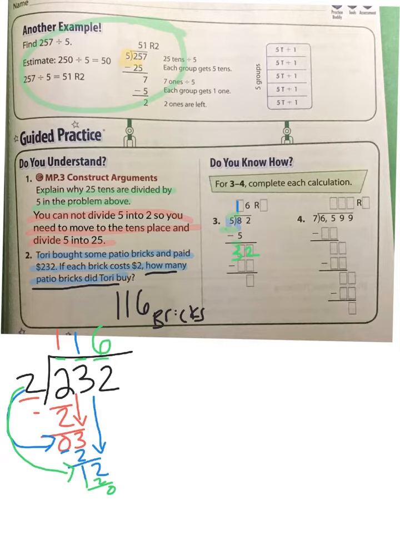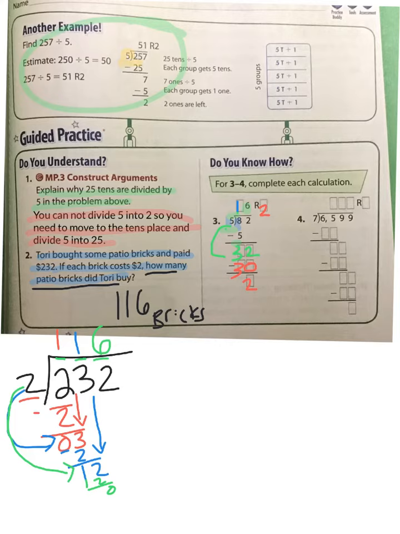Next, we want to see how many times 5 goes into 32. They already did this one for you, and the answer is 6. And then we're going to multiply. What is 5 times 6? Well, 5 times 6 is 30, so that number goes right here. Then we need to subtract. 32 minus 30 is 2. So we have 16, remainder 2.